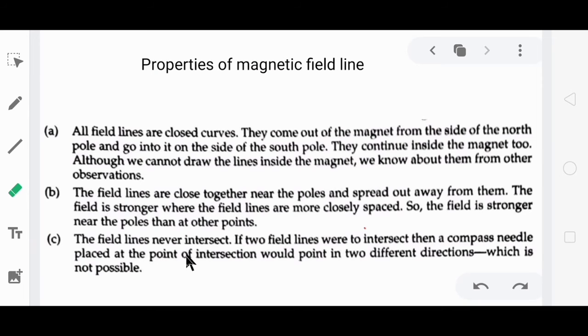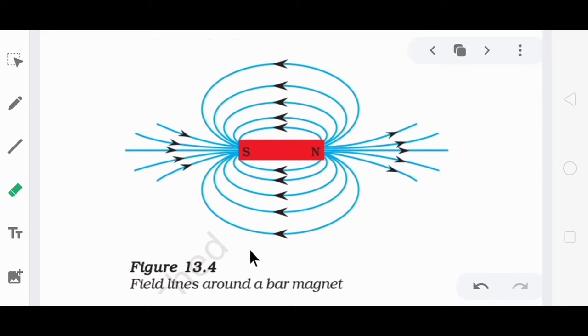The field lines never intersect each other. You can see all the field lines which are evolving from the North Pole and emerging in the South Pole, they never cross each other. They are parallel to each other.